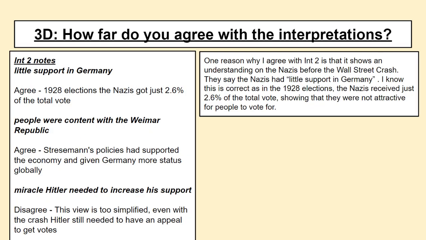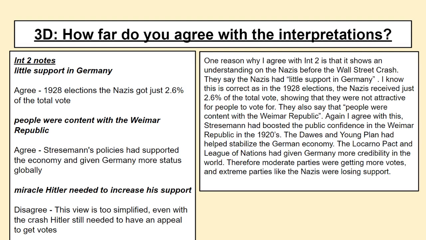So, using our notes that we made, let's start writing that paragraph. So, just starting from the top, little support in Germany, and I would start like this. One reason why I agree with interpretation 2 is that it shows an understanding of the Nazis before the Wall Street crash. They say the Nazis had little support in Germany. I know this is correct, as in 1928 elections, the Nazis received just 2.6% of the total vote, showing that they were not attractive for people to vote for.